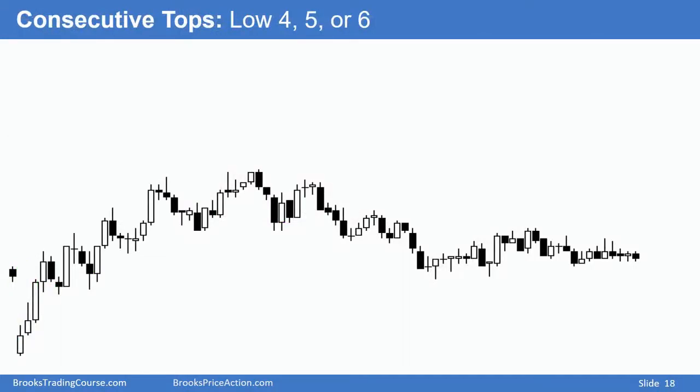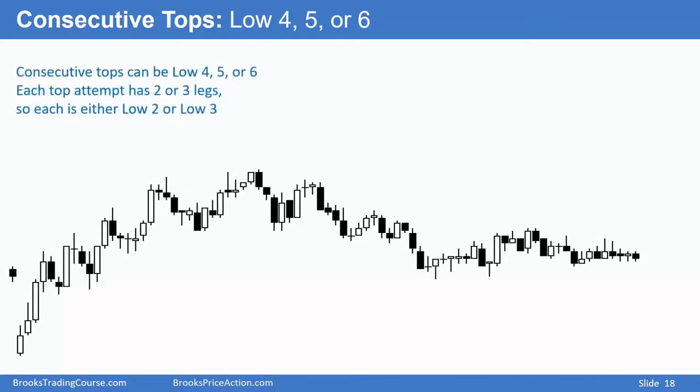I talked about consecutive tops, consecutive complex tops, where each of the two tops have 2 or 3 legs. Very often it's a low 2 and then another low 2, so it's a low 4. I think of all of these tops as variations of low 4s, but sometimes they're low 5s or low 6s. For example, here, 1, 2, 3, so low 3, and then we get a breakout, and then we get 2 more legs up. Here it's a 1, 2, 3, 4, 5. It's still a variation of the same process.